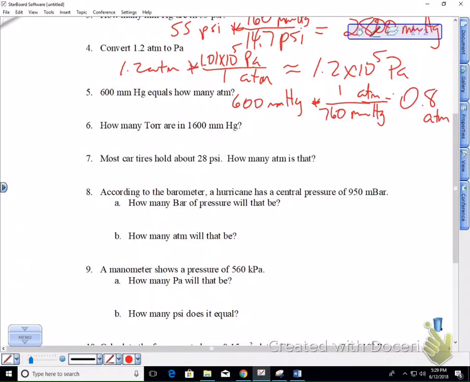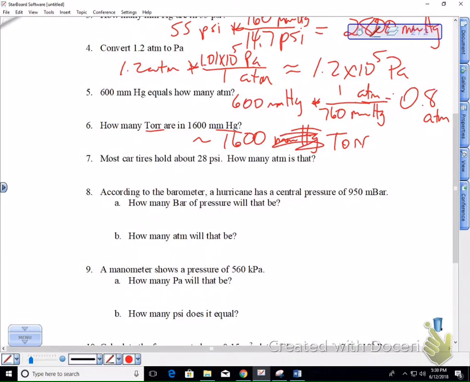How about number 6? How many torr are in 1600 millimeters of mercury? Work that one out real quick. Okay, you should be done because real quick you should learn that these two are approximately equal units. So they are about the same. And that would be exactly the same. I meant to write torr there. So there we go.